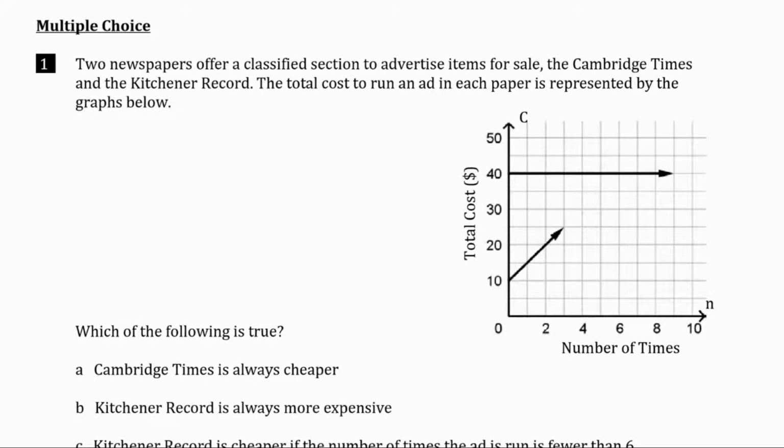Two newspapers offer a classified section to advertise items for sale. The Cambridge Times and the Kitchener Record. These are real newspapers. Total cost to run an ad in each paper is represented by the graphs below.